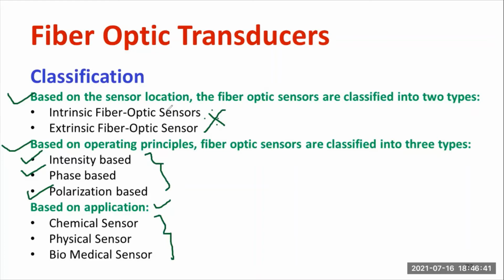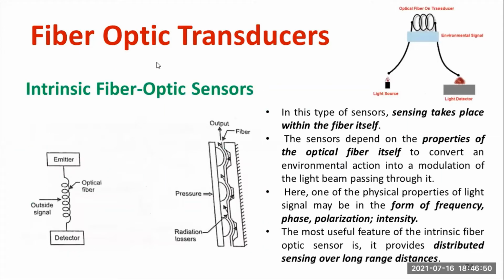Anyway, intrinsic fiber optic sensors and extrinsic fiber optic sensors are the most important and valuable. Let us have a discussion on each type. Moving on to the first discussion, I'm going to talk about the intrinsic fiber optic sensor. You can see the diagram of the intrinsic fiber optic sensor.